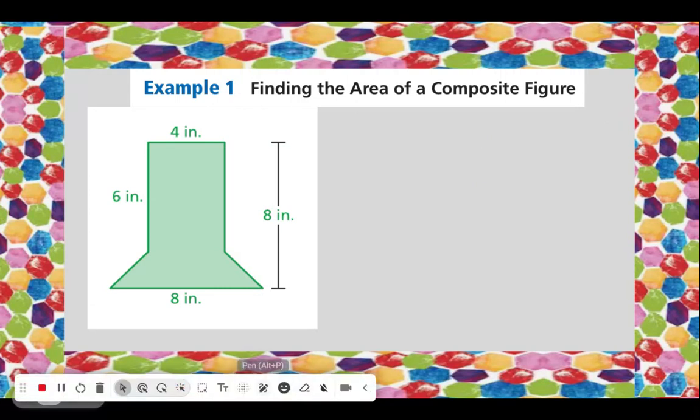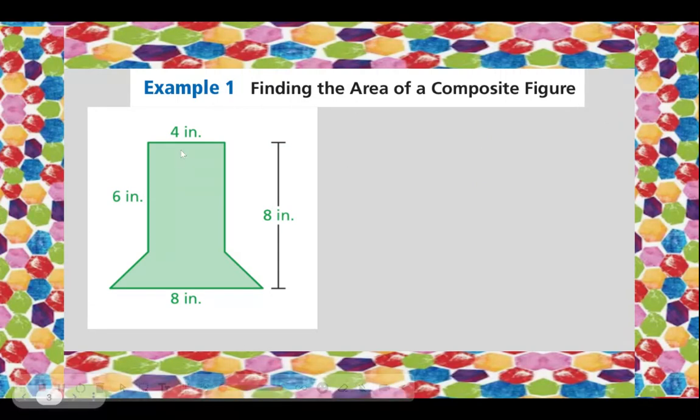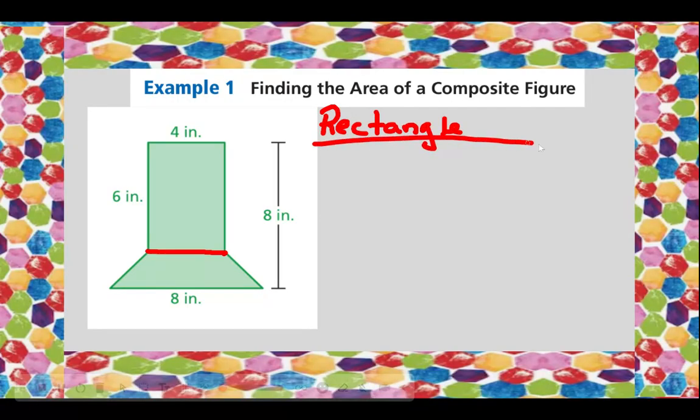Find the area. Okay, so let's divide it into shapes that we know. Try to use one line. So let's come across here. So I see a rectangle and I see a trapezoid. So I'm going to write down what I see. A rectangle, I'm going to make a T-chart, and a trapezoid.